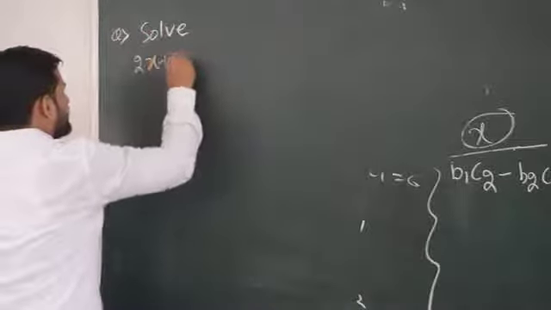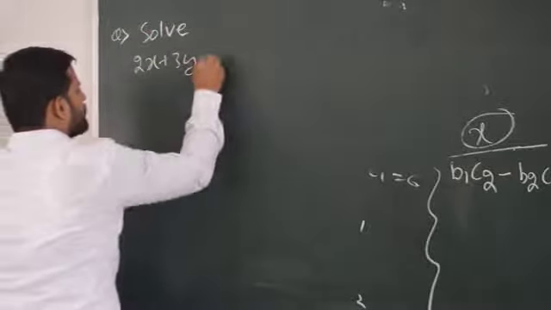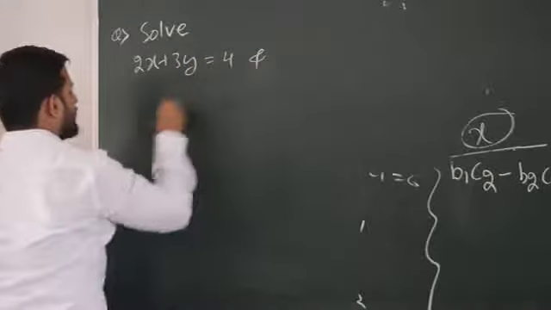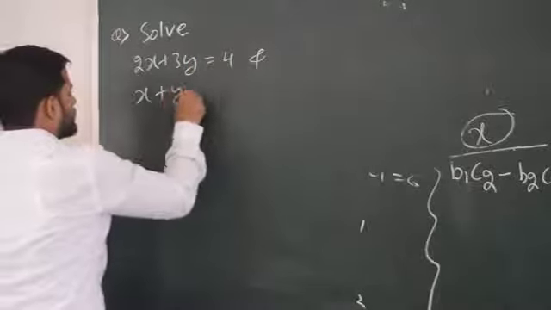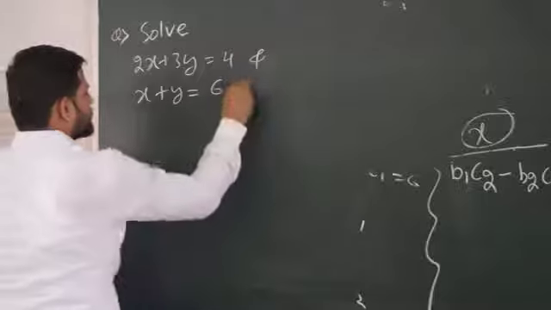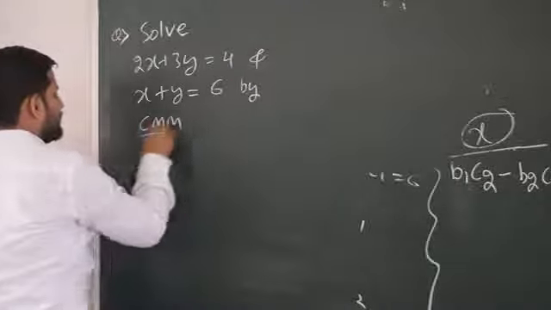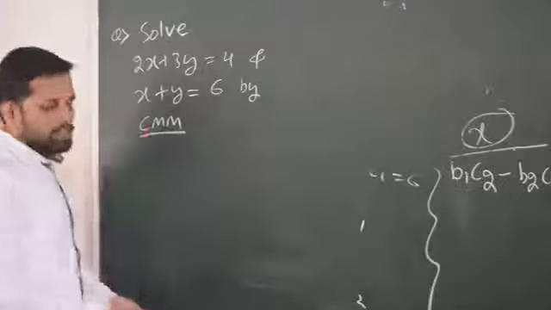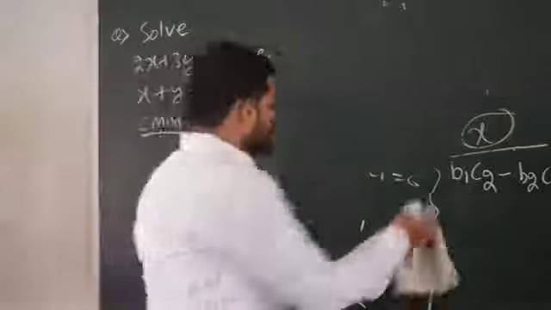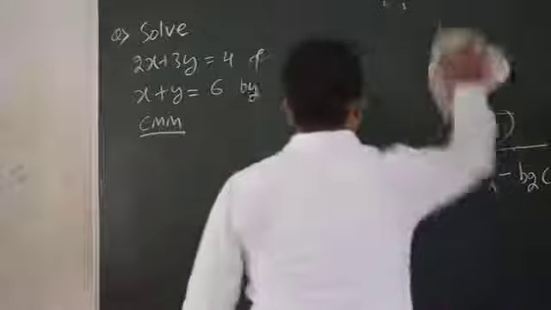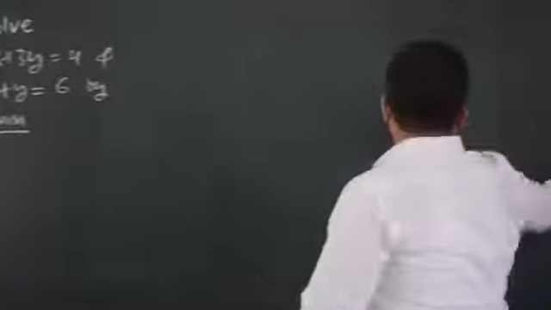Solve. So, a simple example you take first: 2x plus 3y is equal to 4 and x plus y is equal to 6, by cross multiplication method. CMM means what? Cross multiplication method. All of you start to solve that. Pause the video and solve it. You have to pause the video. Then you have to try.